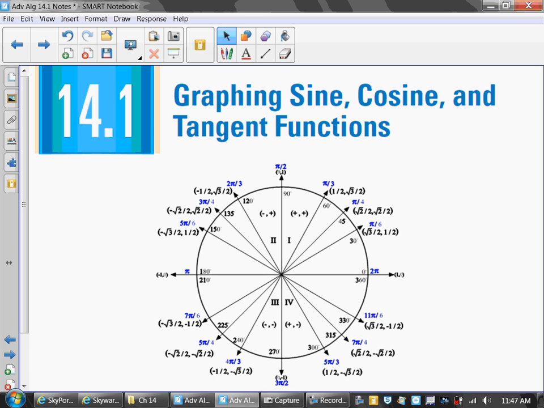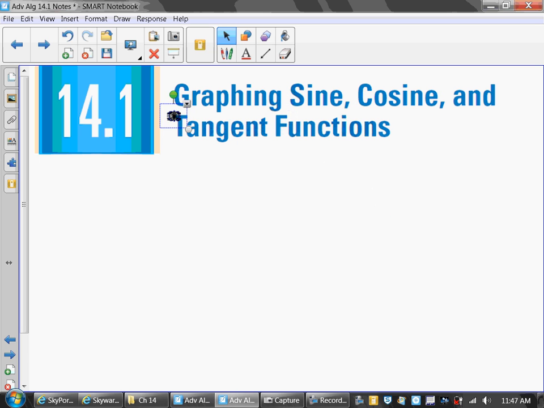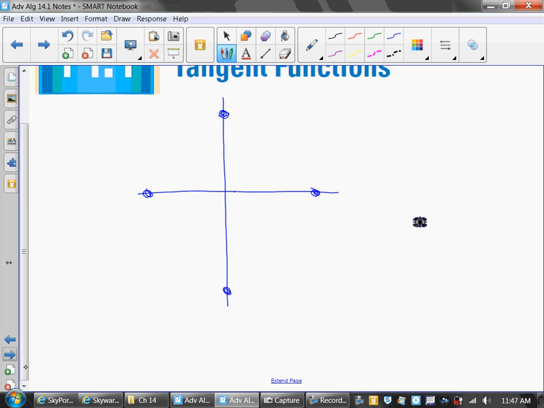So instead of looking at this whole mumbo jumbo, I'm going to look at my quadrantals. And what I want to do is look at the ordered pair sets for the quadrantals. What was the ordered pair here? 1 and 0, okay. Here it is.